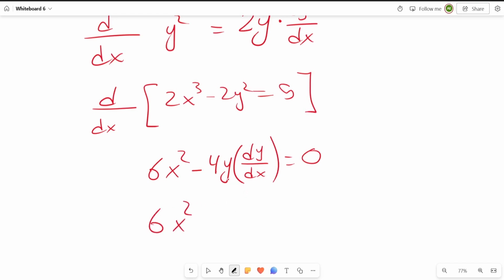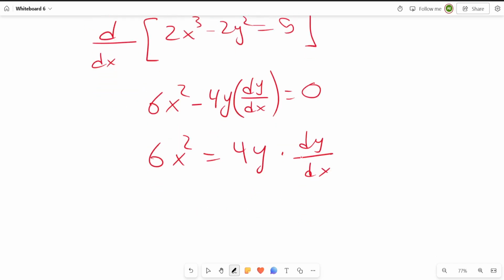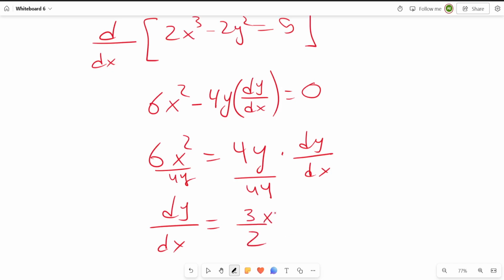And then from here, I can solve for dy by dx. So 6x squared, I'm going to move this to the other side. It's going to be 4y times dy by dx. So for dy by dx, I'm going to divide both sides by 4y. So dy by dx is going to be 6 over 4, which is 3 over 2, x squared over y. So basically, this is the answer for dy by dx, and this is how to find it using implicit differentiation.